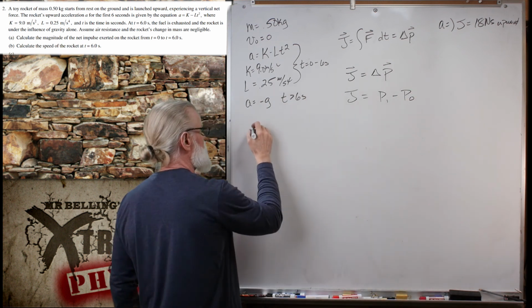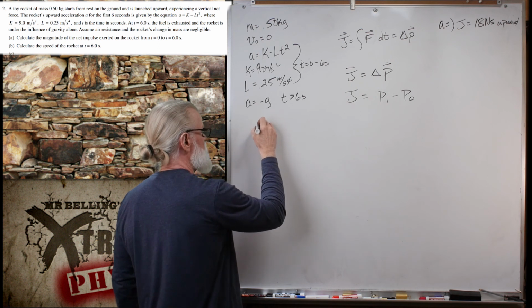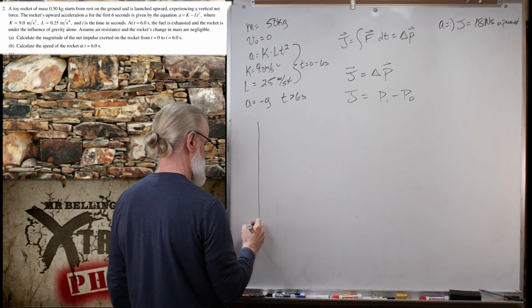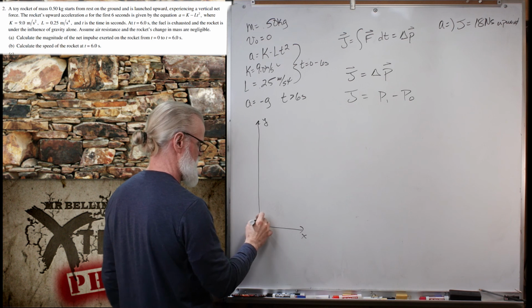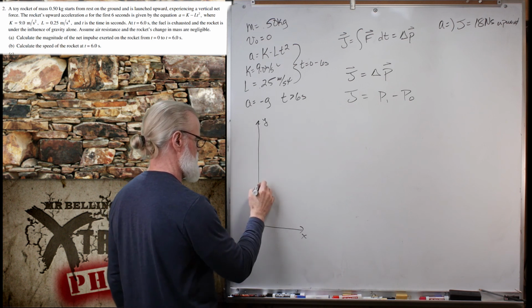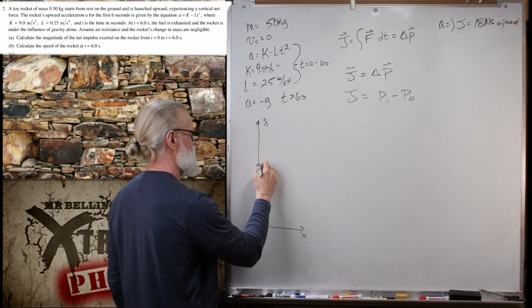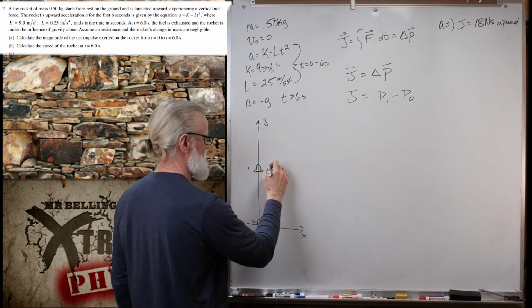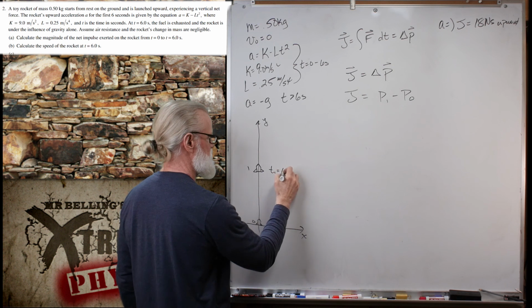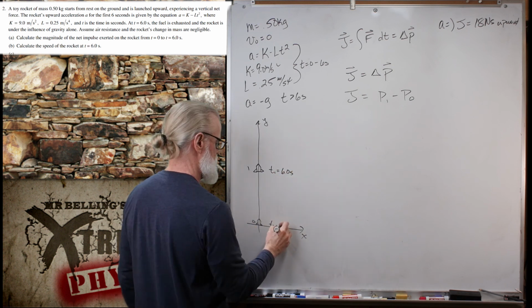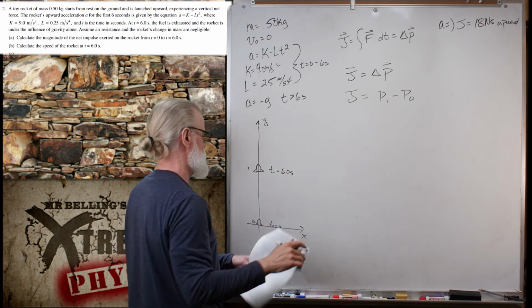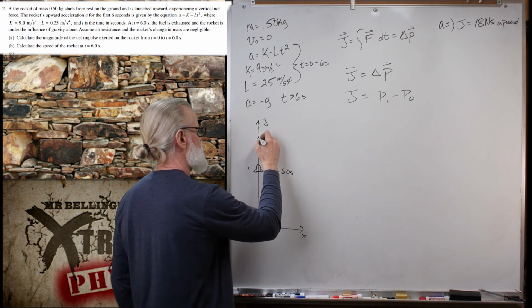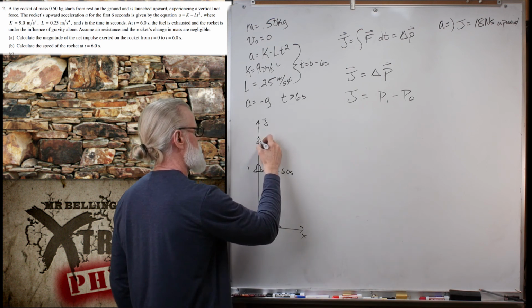I should have a diagram of what's happening in this problem. We've got a rocket. I'm going to set up a coordinate system. It's got to take off from the ground. That's time 0. And it's going to go up to some height, and there's 1. In this case, T1 equals 6 seconds, T0 equals 0. It's going to run out of fuel.